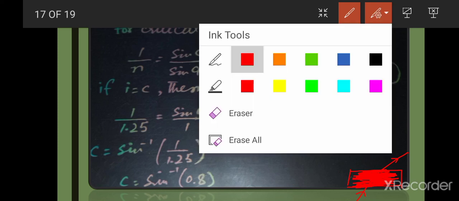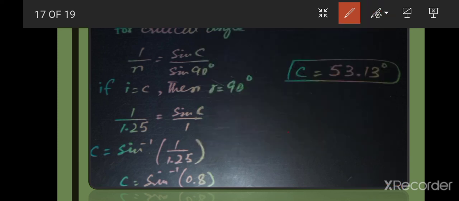But here we have the case when the light ray is entering from air into the liquid. For this case, here is the angle of incidence, and the light ray will bend like this by making the angle of refraction 90 degrees. In this case the angle of incidence will be the critical angle.